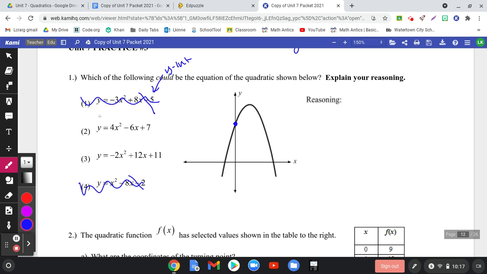The other thing to look at is the first number. Remember, if your first coefficient, that number in front of x squared, is positive, it's going to open up like a smile. If it's negative, like this one, it's going to open down like a frown. So since this opens down, concave down, it's going to be choice 3. And again, the -2x squared means that it's concave down, and then the +11 is the y-intercept. And it's got to be positive, otherwise it would be hitting down here.